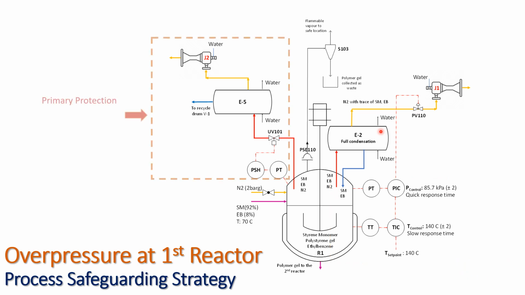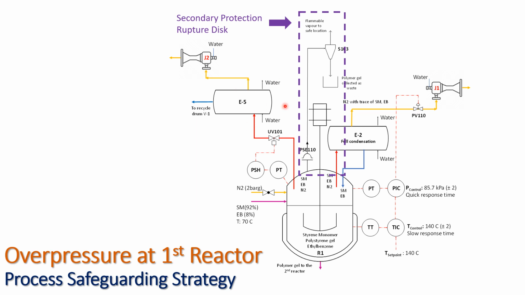The next is primary protection, which includes pressure switch high and pressure switch high high. Pressure switch high alerts operators by alarm, closes the nitrogen gas valve, and opens pressure valve 110 completely. Pressure switch high high automatically alerts the operator and starts ejector J2 to create a stronger vacuum. This will cause loss of valuable and hazardous styrene and ethyl benzene vapors to the atmosphere.